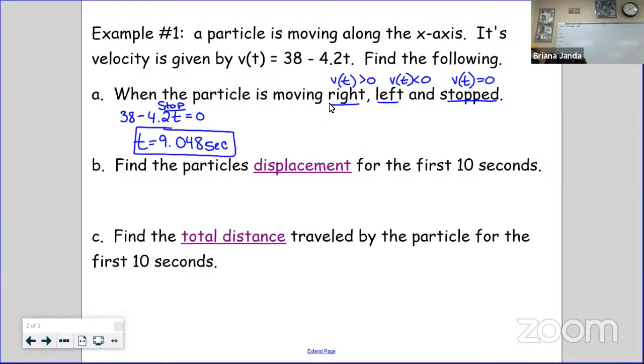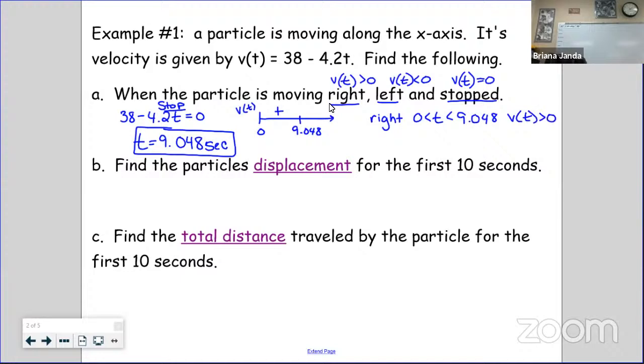Okay, so if we then consider what's going on, again, time's going to start at 0. We are stopped at 9.048. And looking at what our velocity is doing in each of those sections, if we go back to our velocity function and plug something in between 0 and 9.048, like 1, well, 38 minus 4.2 is positive, and so everything in that section would be positive. That would be when our particle is moving right, because our velocity function is positive.